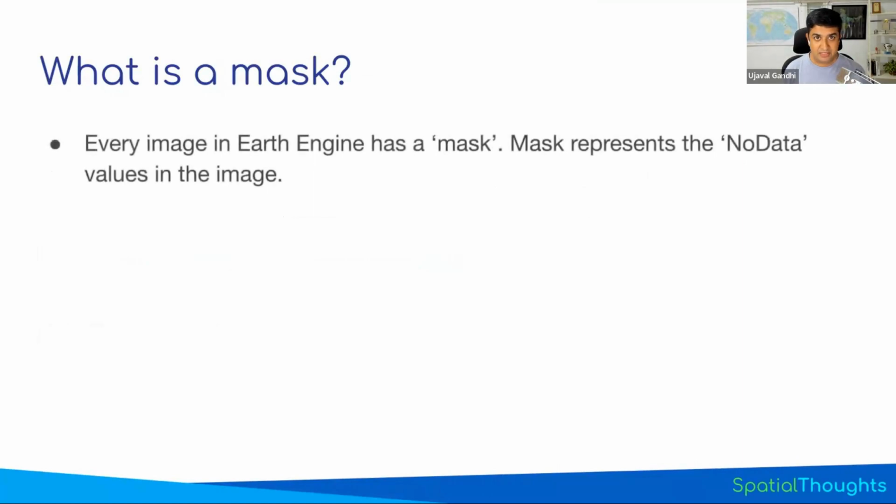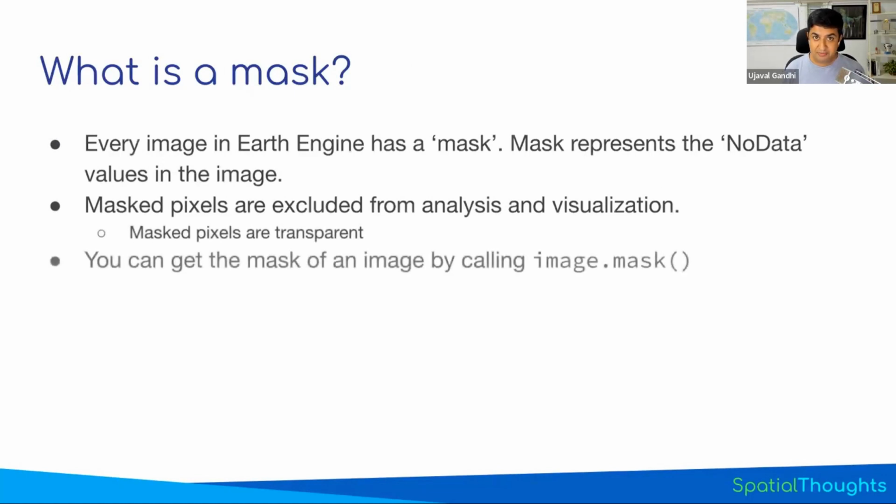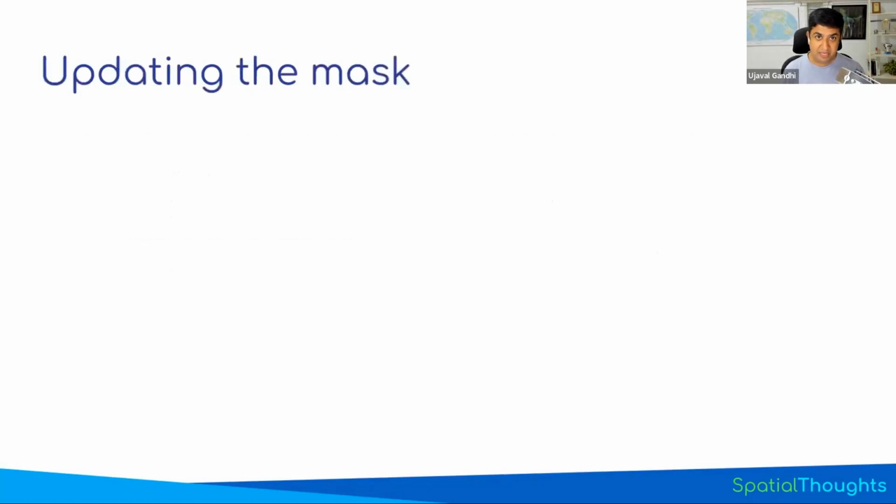So let's get started. An image mask says which pixels in an image are valid and which are set as no data. The no data pixels are transparent. They're ignored from any visualization. So you'll see them as transparent, and anything that is under the image will show up. Similarly, if you try to compute statistics from an image, the masked pixels will be ignored. Every image that is uploaded to Earth Engine comes with a default mask, which you can get by calling the .mask function.